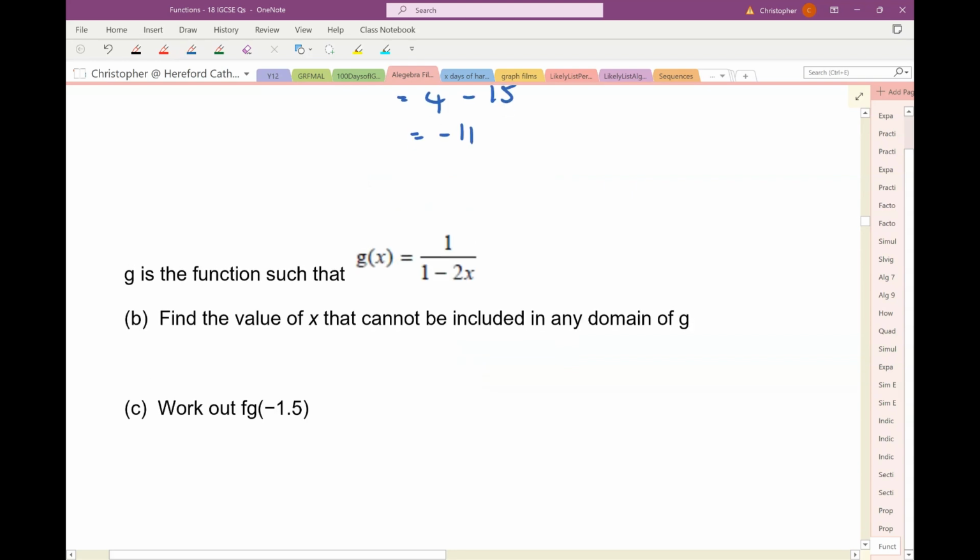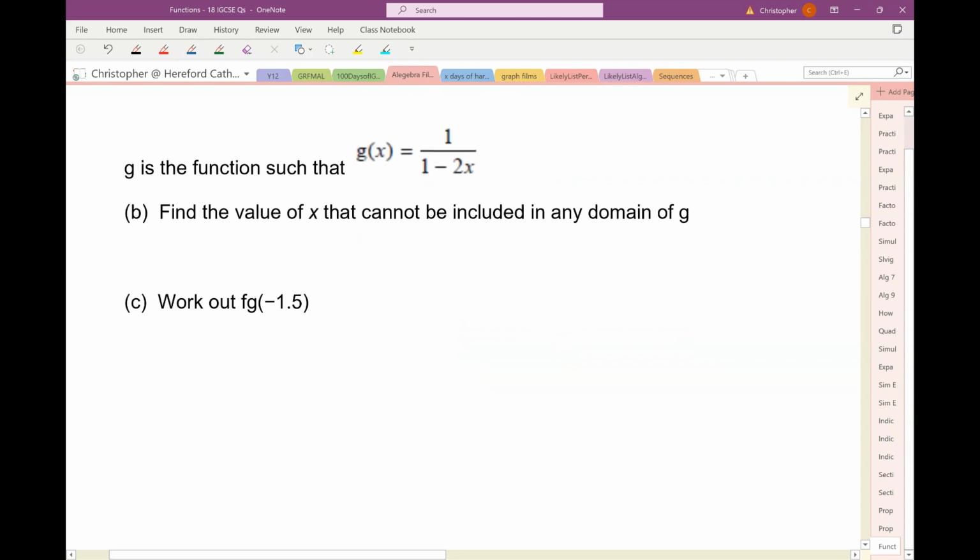Now I'm told the function g is defined like that. Find the value of x which cannot be included in any domain. Well, it's going to be the value of x which makes that denominator equal 0. So what value of x makes that denominator equal 0? If you're not sure, you could solve that equation, but the answer is that x equals a half cannot be included, because that makes the denominator equal 0.